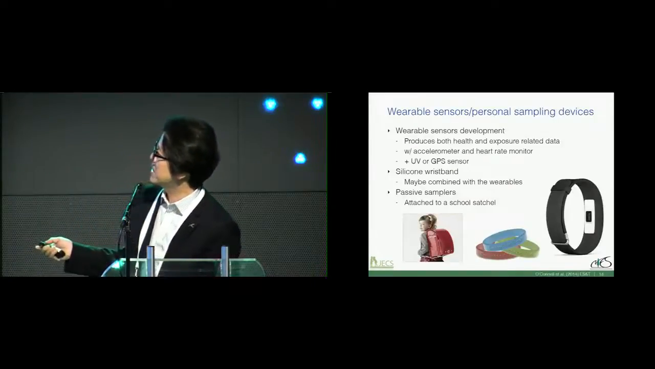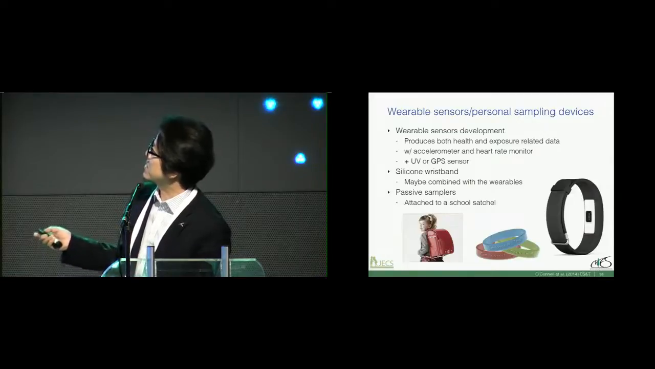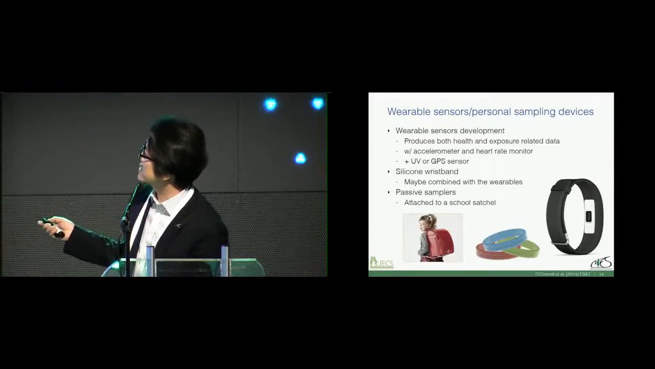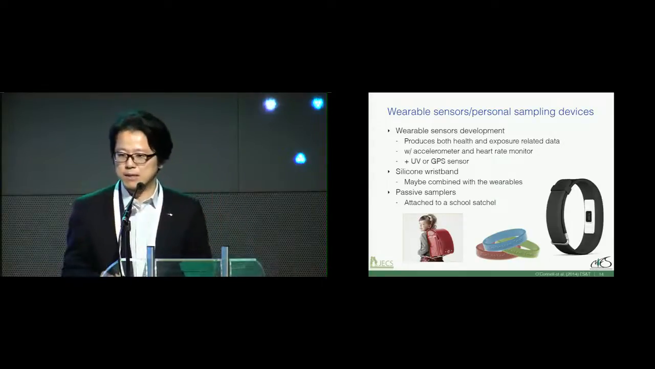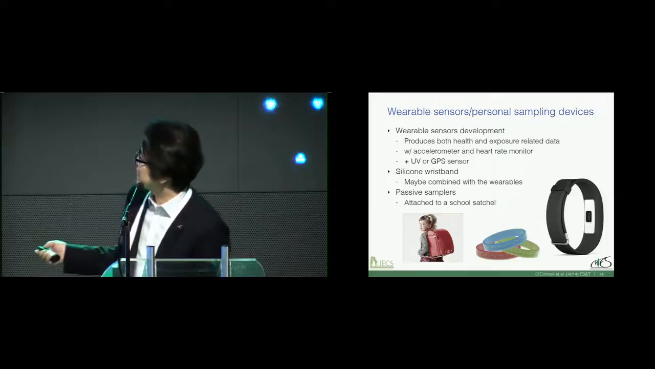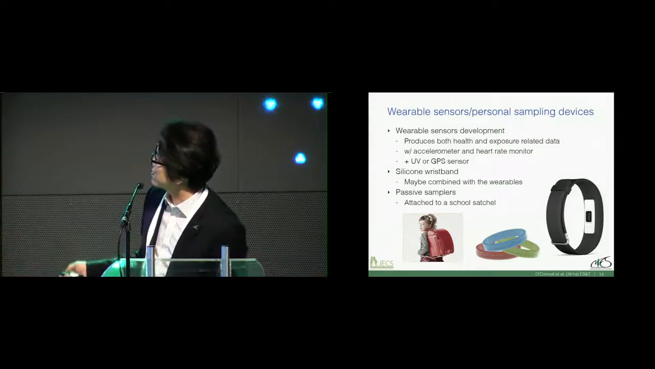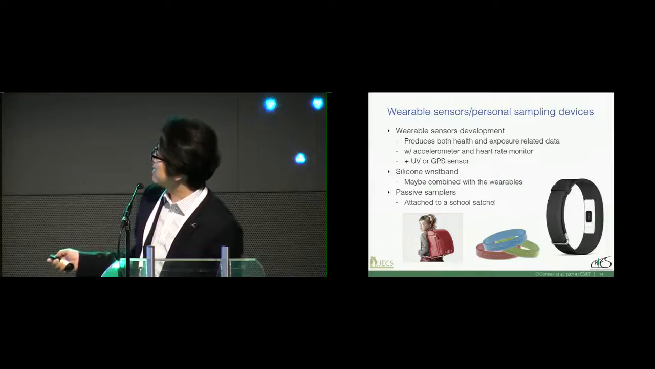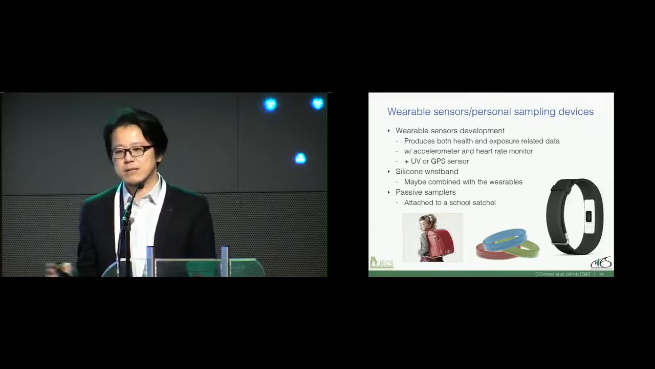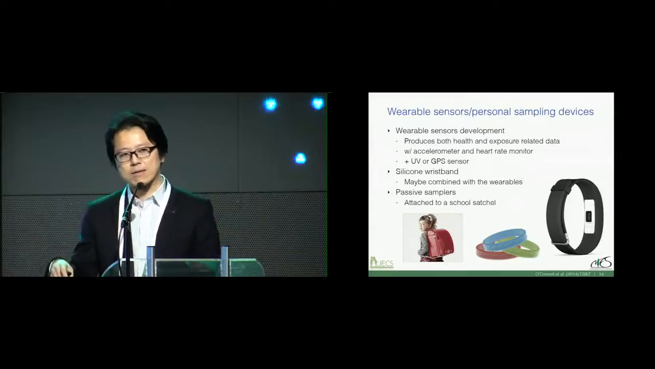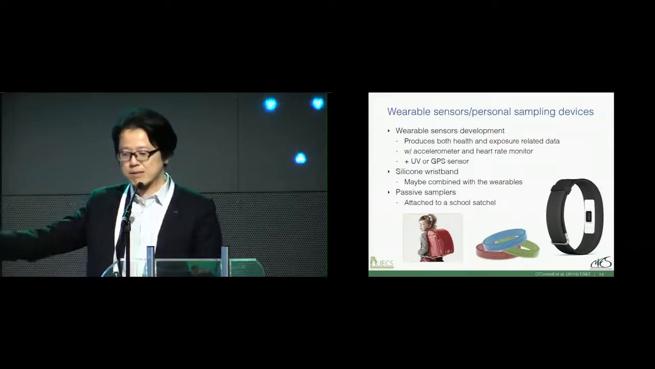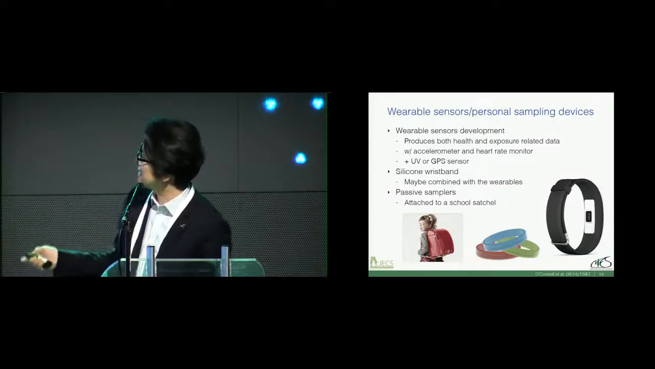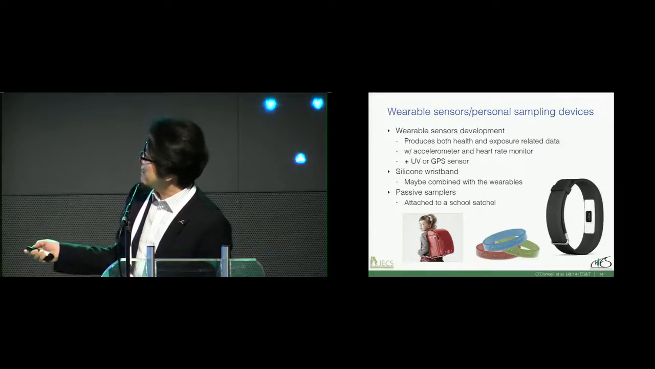So we have to use other measures like wearable sensors and personal sampling devices. We're now working with the Japanese giant to develop this kind of wearable sensors, and I'm asking them to add UV sensors so that we can tell whether the kids are in a car, indoors, or something like that.